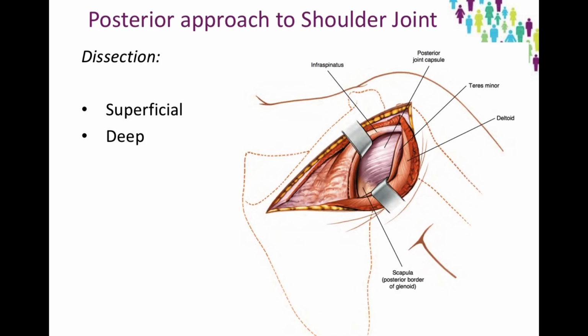The deep dissection involves blunt dissection with a finger between the infraspinatus, which is retracted superiorly, and the teres minor, which is retracted inferiorly. At this stage, it should expose the posterior inferior corner of the shoulder joint capsule, which you can see there. And then the deep incision of the capsule is longitudinal, close to the edge of the scapula.